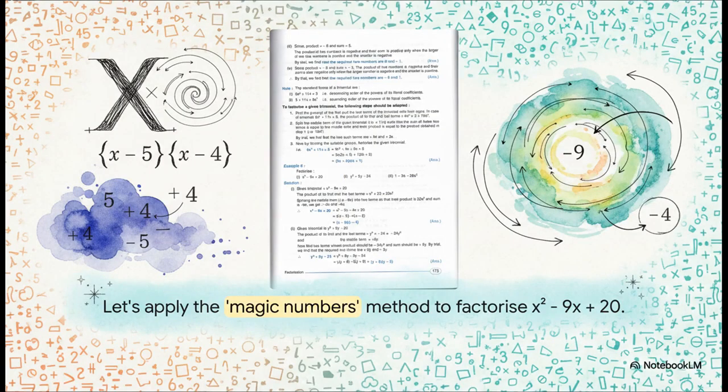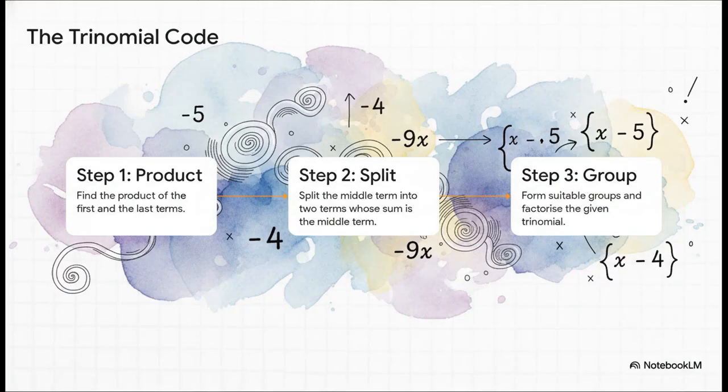Let's see this thing in action. We need to factorize x squared minus 9x plus 20. So we're on the hunt for two numbers that multiply to give us 20 and add up to give us that middle number, -9. After a little thought, you land on -5 and -4. They multiply to a +20, and they add to a -9. Perfect.